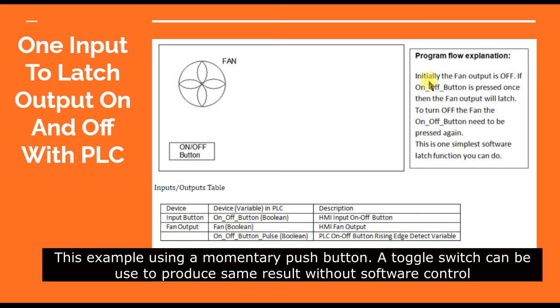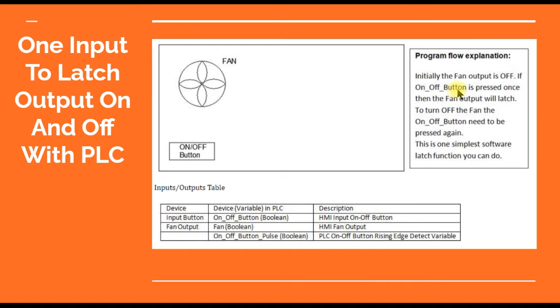So the program flow here is initially the fan is off. Now if the fan button is pressed once, then the fan output will latch, and to turn off the fan, just press the button again, then the fan will turn off. Okay, this is a simple latch function.